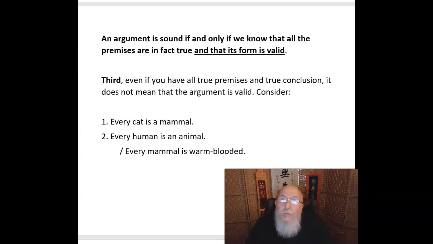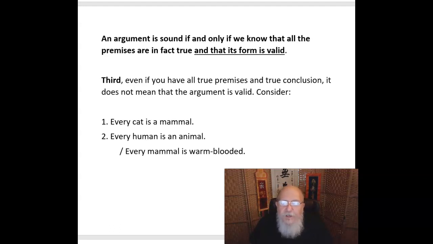Again, remember the key point. An argument is sound if and only if we know that all the premises are in fact true and that its form is valid. Now, even if you have all true premises and a true conclusion, it doesn't mean the argument is valid. Just because somebody slings together a bunch of true statements and happens to call one of them a conclusion doesn't make it the conclusion of a valid argument.